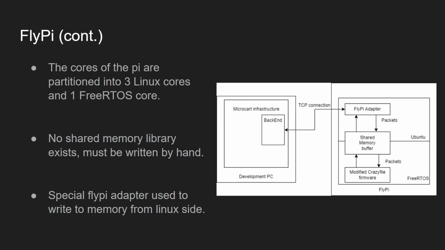And then a modified version of the CrazyFly adapter is going to sit on the Linux side. Instead of calling CFlib functions, it's going to put packets into the shared memory buffer. And then on the FreeRTOS side, a modified version of the CrazyFly firmware can pick up those packets and then move the motors or do whatever needs to be done accordingly.